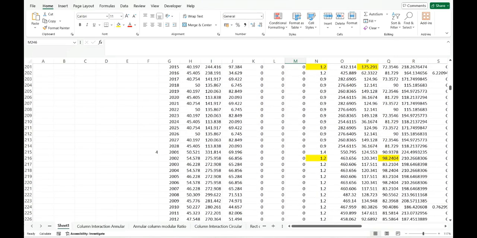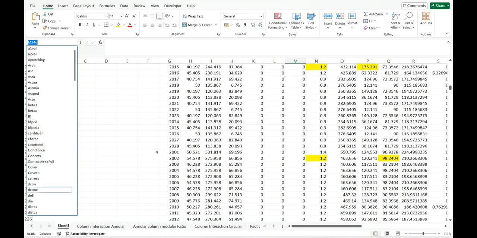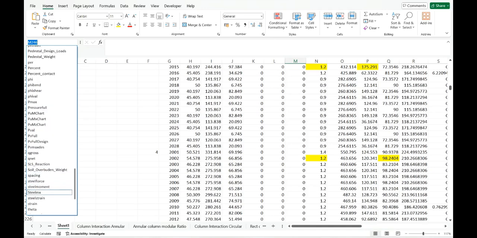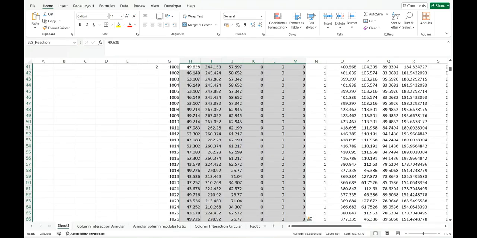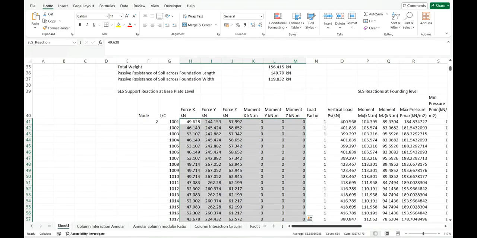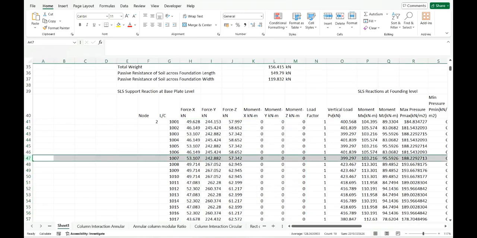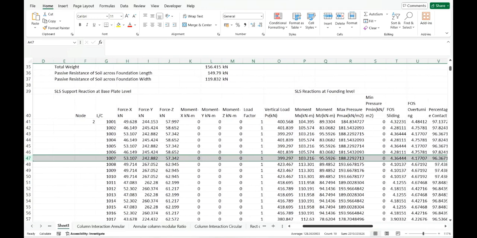Let's select the SLS combinations, one of the combination. Now we see here we are seeing a sort of a range which is having SLS reactions. Let's go to SLS reaction range. Now let's take case number say 1007. Right now we have the support reactions which we have from the file is 53 kilonewton as shear for FX, 242 kilonewton as vertical load, and 57 kilonewton as the lateral shear in Z direction. And of course the moments are zero because it is pin support.